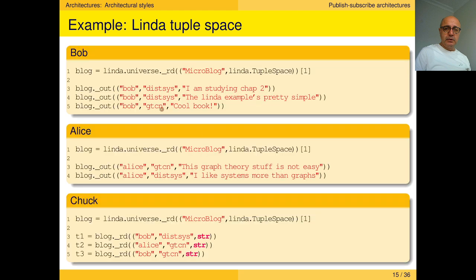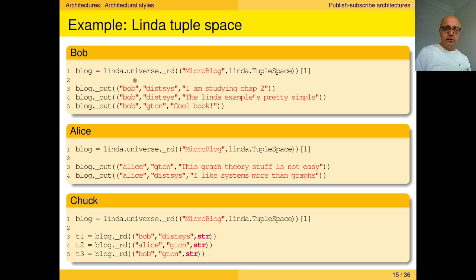So here's an example. We have two users, Bob and Alice, that are writing into a microblog, and another user, let's say Chuck, who wants to read it. Let's first look at what Bob is doing. First, Bob associates himself with a specific microblog. Let's call the microblog also by the name microblog. So it will get attached to this.